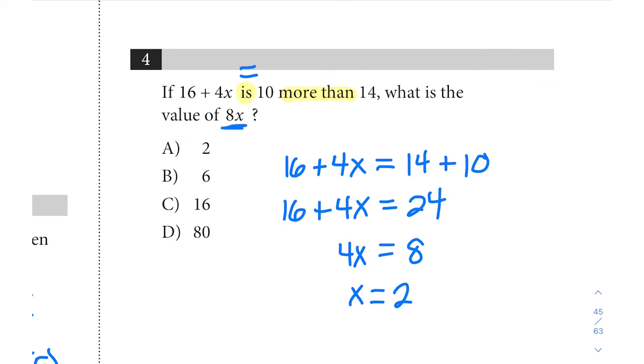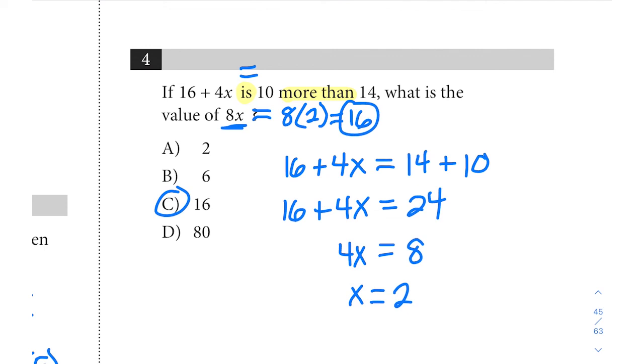Whenever they ask for some manipulation of a variable, it's very common to have an answer choice that's the value of the variable itself. In this case, we got x equals 2, and a lot of times people see 2 as an answer choice and just circle it without thinking and without being careful as to what the question is asking. The question is asking for the value of 8x. So once we find x, we have to then plug that in and solve. This would be 8 times 2. Our actual answer here is 16.